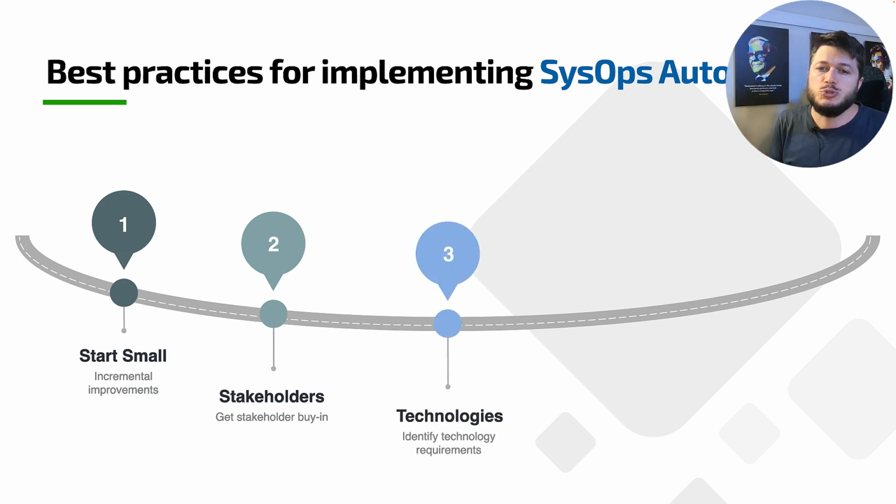Choose the right tools and technologies based on your specific needs and requirements. There's a lot of automation technologies out there, and some may be required for a later step. Some may be what you're looking for right now, but you've got to identify what we should be implementing and how you're going to benefit from it.